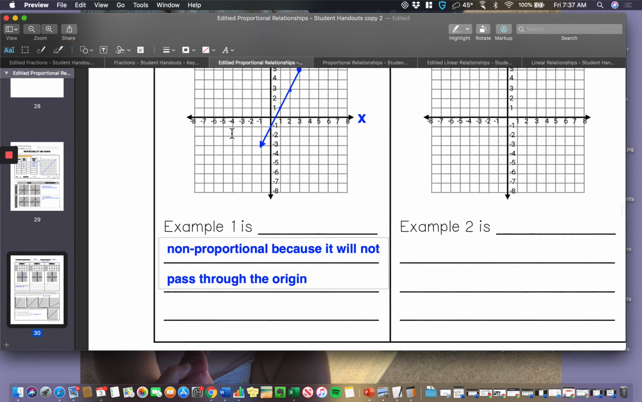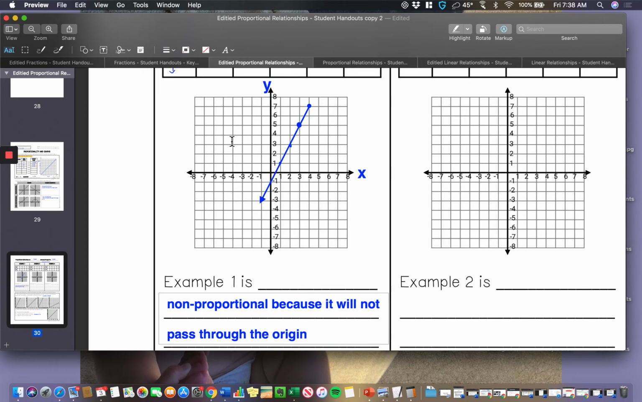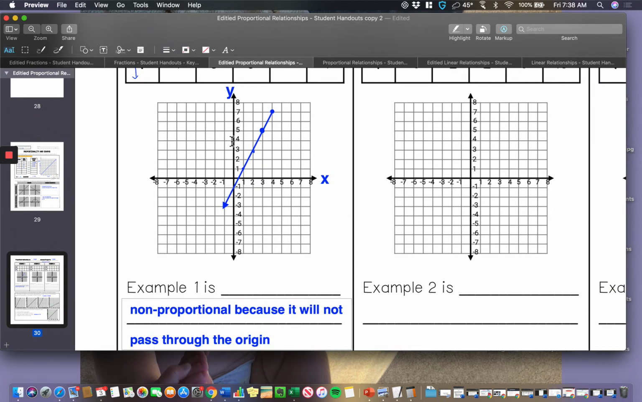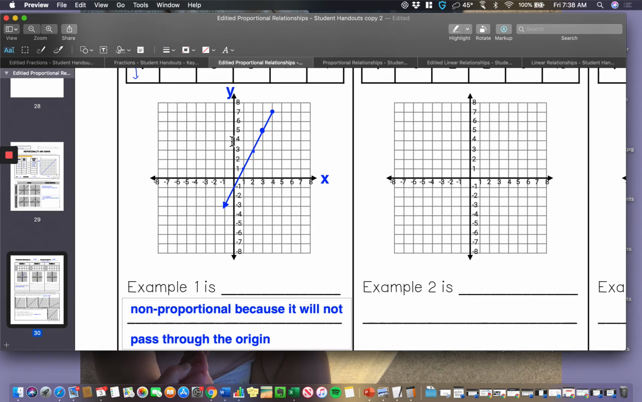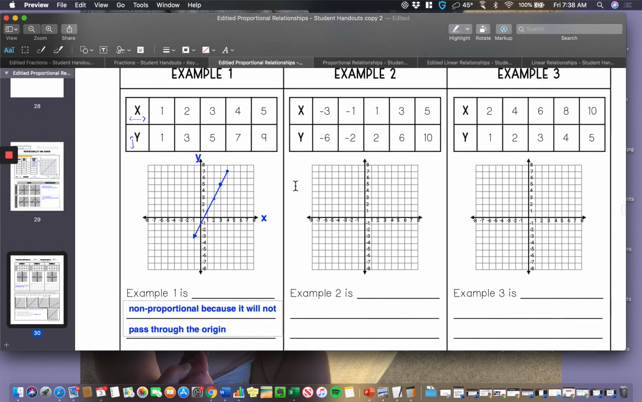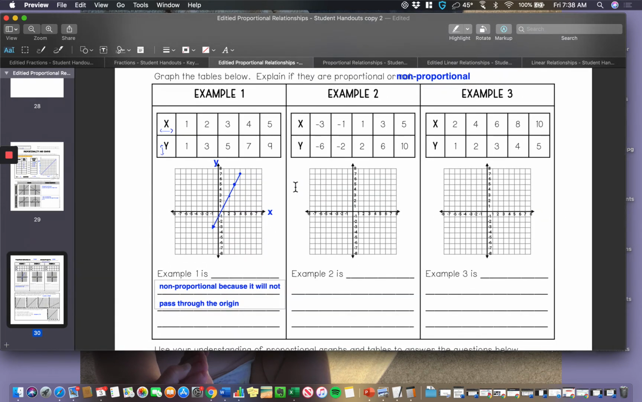All right, so what I'm going to want you to do is go ahead and do the other two on your own, okay? I think you guys will be able to do that. Now remember, these have negative numbers, so if you are moving in the negative direction, you're going to be moving to the left on X and down on Y.